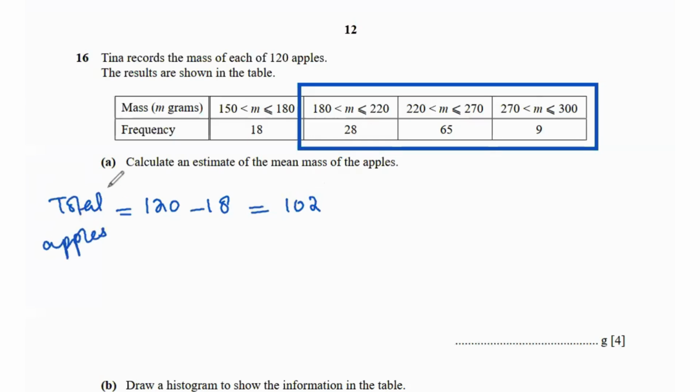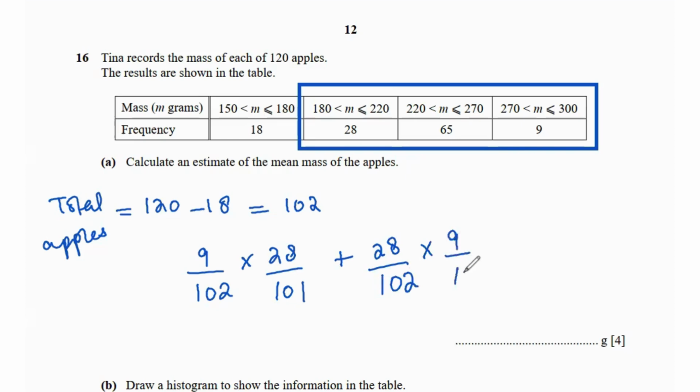And then out of these, we're saying that one apple is more than 270 and the other is less than or equal to 220. So if we pick the more than 270 first, that's 9 over 102 times, then we have 28 over 101. The reason why it's 28 over 101 is because we already took one apple from the sample. So now there's one less. So 102 becomes 101. Or let's say we're picking the less than 220 first. So then it's 28 over 102 times the other one, 9 over 101. So this is going to be our probability.